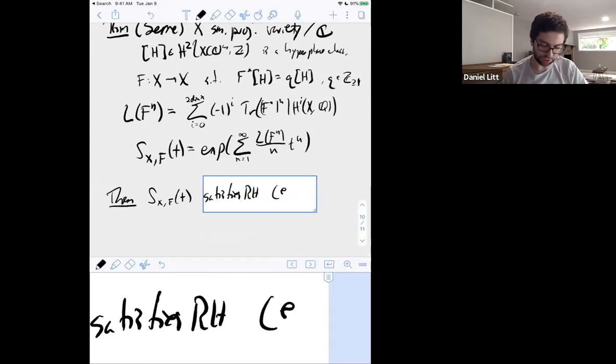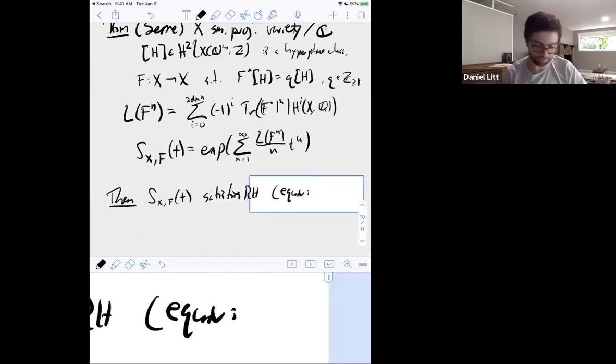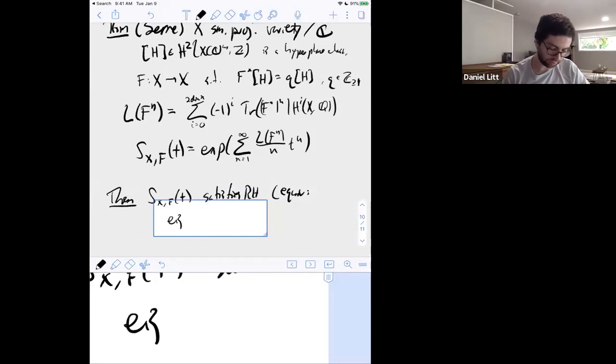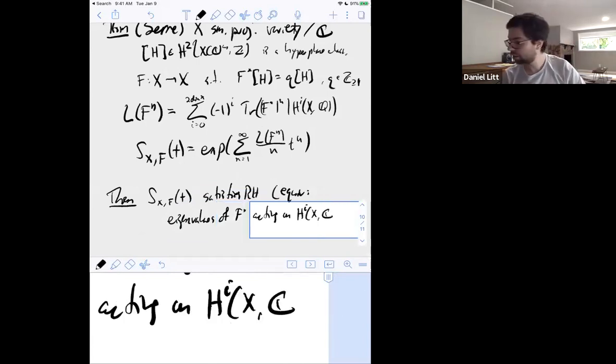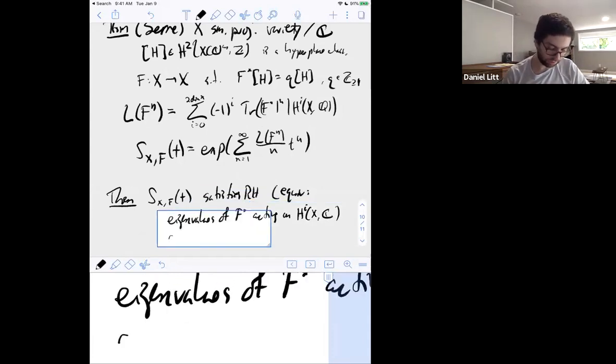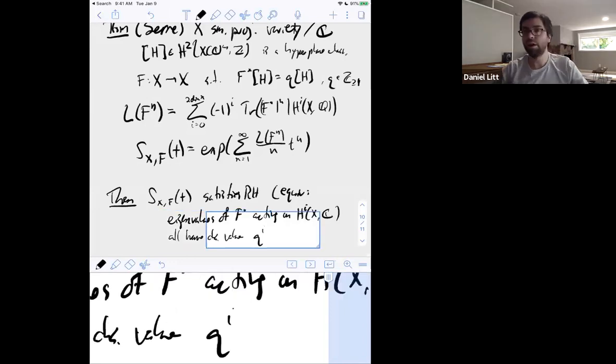An equivalent formulation, which is what I'll actually prove next time, is that the eigenvalues of F acting on H^i, well, maybe I'll put a C here, all have absolute value Q^(i/2). The proof of this theorem in the end is going to look quite different from Deligne's proof of the Riemann hypothesis, but I think it really motivates it, and also motivates a lot of conjectures in cycle theory, like the standard conjectures.